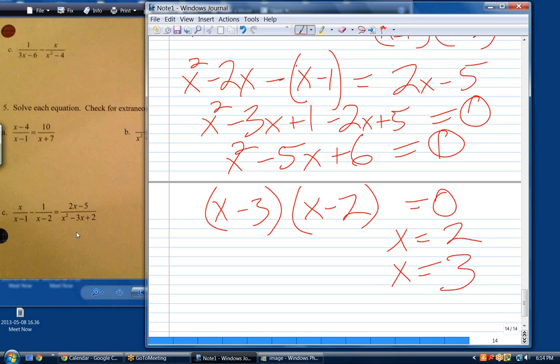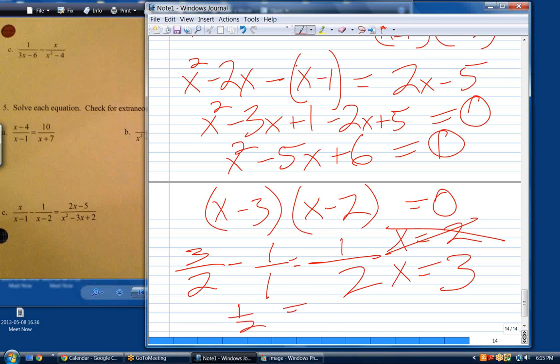2. x equals 2. So I can't use that as a solution, because that makes this 0. Division by 0. So let's try x equals 3. So we have 3 over 2 minus 1 over 1 equals 1 over, let's see, 9 minus 9, that. So we have 3 halves minus 1, which is equal to 1 half equals 1 half. Yep. So we got a solution.